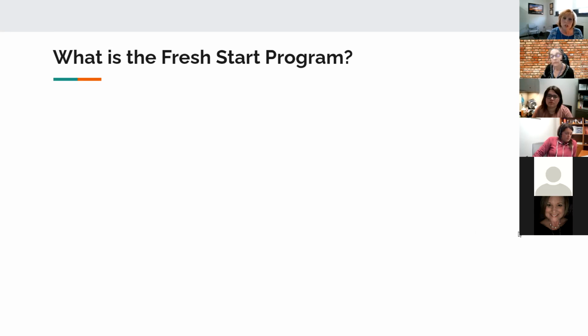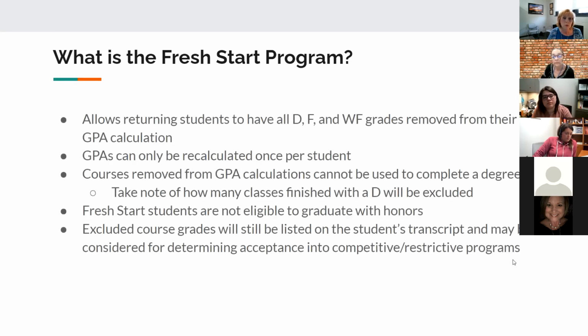So I want to just hit on some things that the Fresh Start program involves. It allows returning students to have all D's, F's, and WF's grades removed from their GPA calculation. And then the GPAs will be recalculated one time for students. So we're not going to do it over and over and over, but they'll reboot it one time.